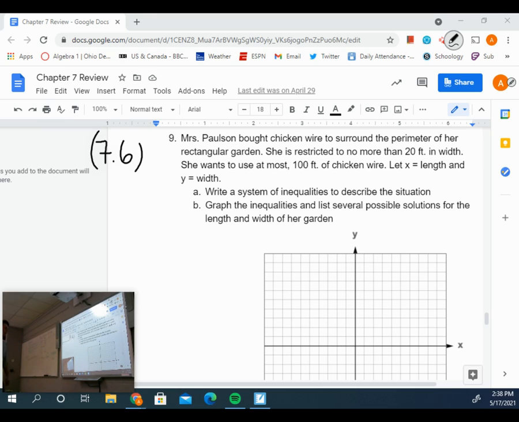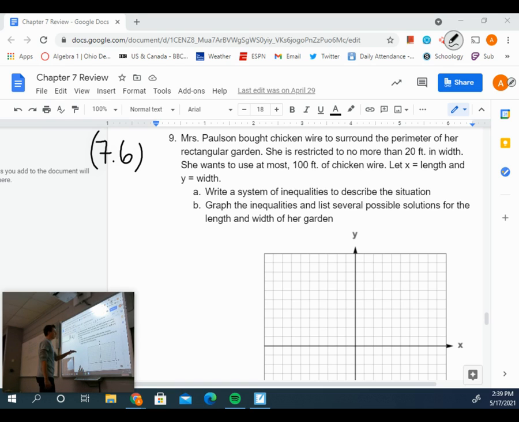Let x equal the length and y equal the width. We want to write a system of inequalities to describe the situation. We want to graph the inequalities and list several possible solutions for the length and width of her garden. And that's all we're asked to do.